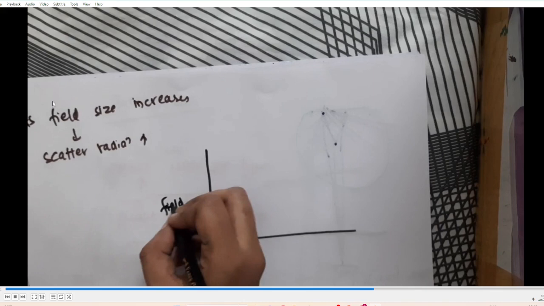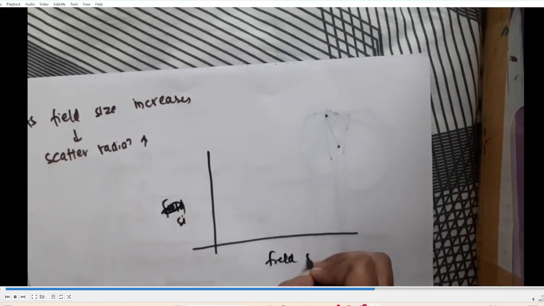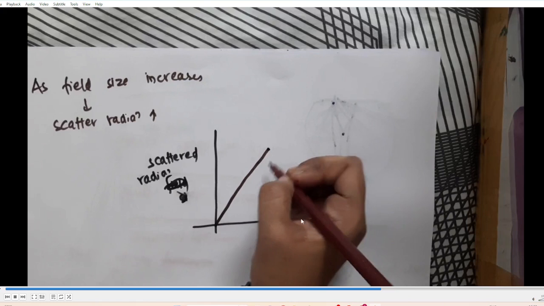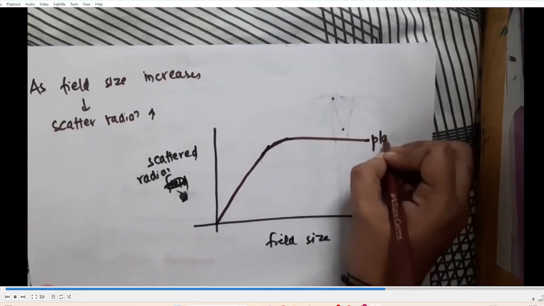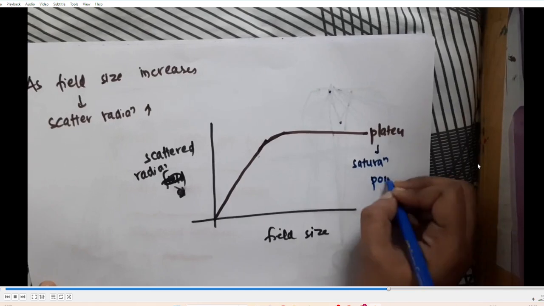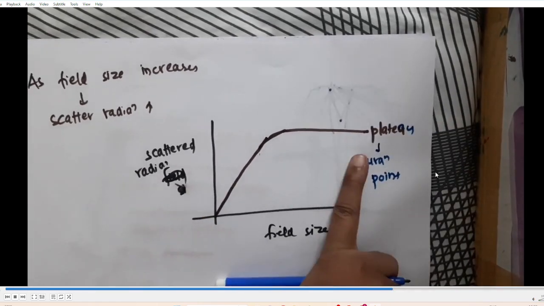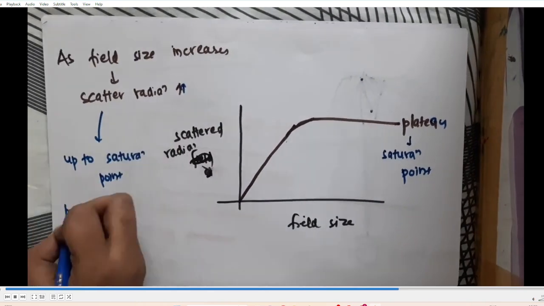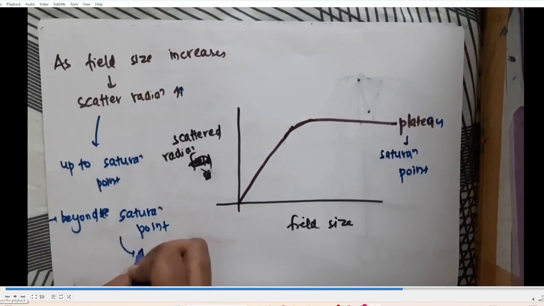Then, as the X-ray field is enlarged, the quantity of scattered radiation increases rapidly at first, and it gradually tapers off. So first, as the field size increases, the scattered radiation will increase, and then gradually it tapers off until it reaches a plateau or saturation point. Further increase in field size has no effect on the quantity of scattered radiation.